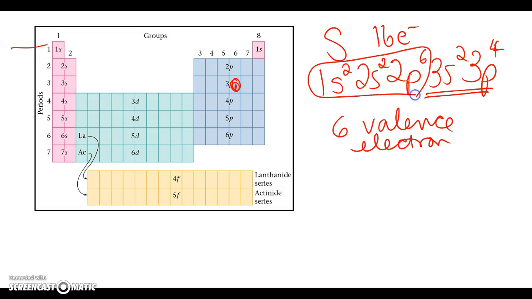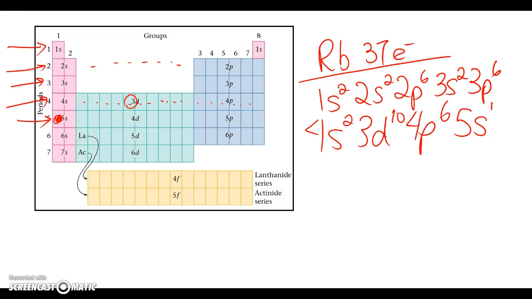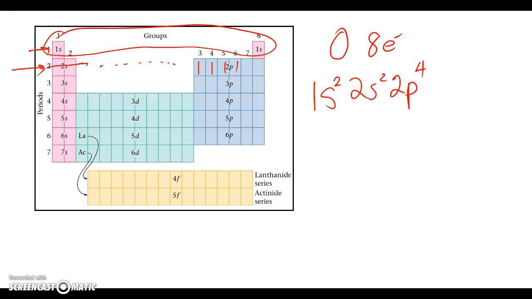The inner electrons, which are called core, we have 6, 8, 10. We have 10 core electrons. Okay? So when we ask you how many valence electrons an atom has and how many core electrons an atom has, that's what we're asking. Okay? Let me back up to oxygen. Let's look at oxygen here.